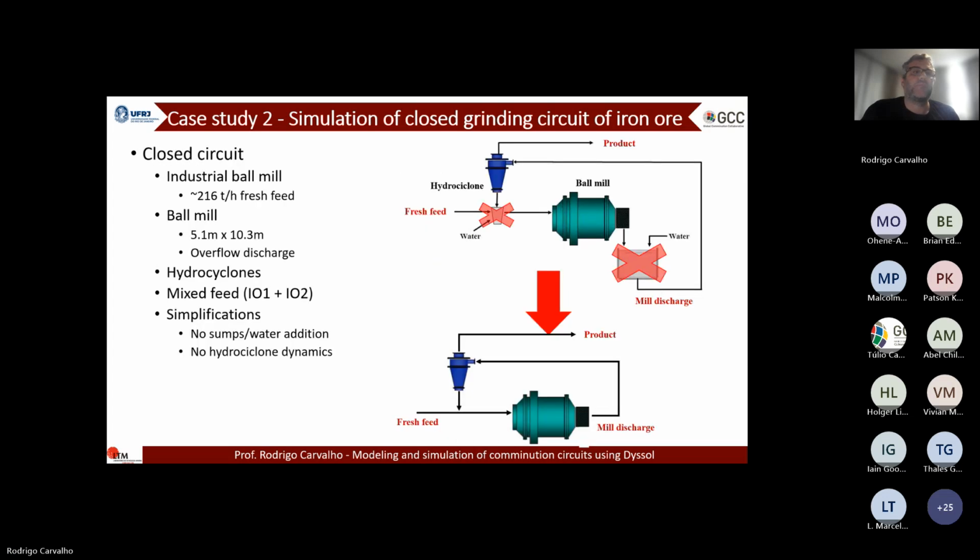So the circuit that we're talking about, we chose the idealized circuit here. Ideally, we would have to simulate the addition of water and the mixture here in the sump, the dilution in the sump. But for simplification, we are just considering the comminution and the classification stage of the circuit. So we consider a representative ball mill with an overflow discharge. We perform these simplifications, and for the hydrocyclone, we are not considering the dynamics within the hydrocyclone. It's just modeled as a partition curve that is selective to density.